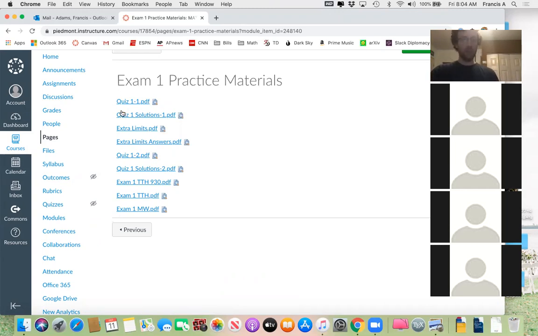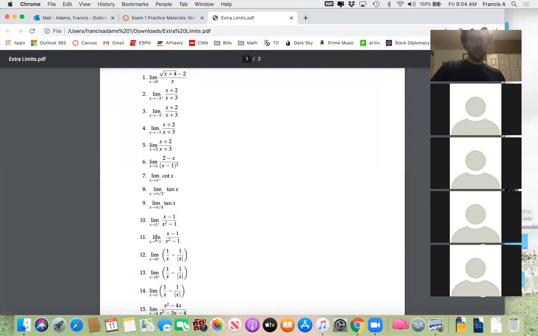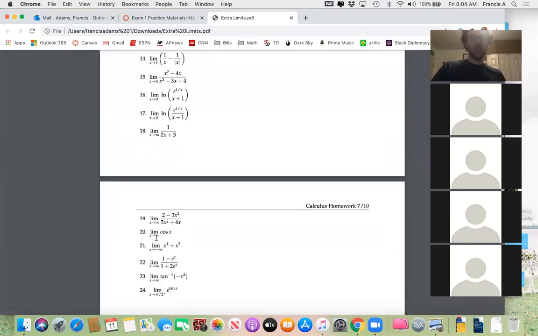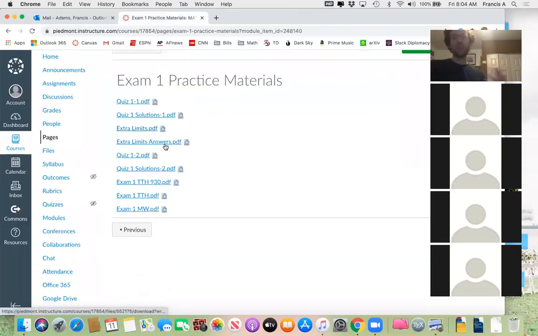So ignore the names. These two that are called quizzes are longer than the quizzes that we've been taking. They're for slightly different versions of the course, and they have some problems along with solutions. There's a bunch of limit problems. If we actually pull this up, it's a lot of limits. If you're looking for some limit problems, here you go. And I also posted the answers. I don't have worked out solutions because, as you saw, that's a big list, but it does have all the answers there.